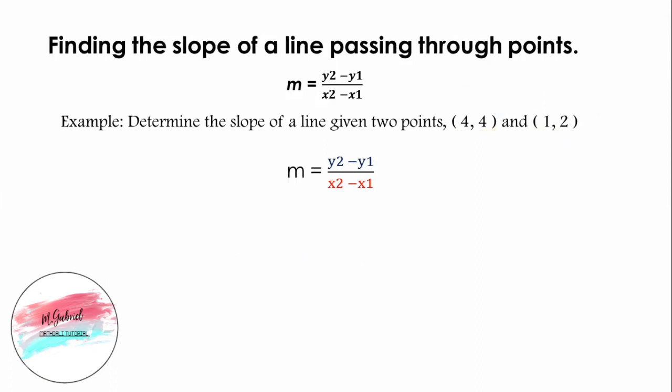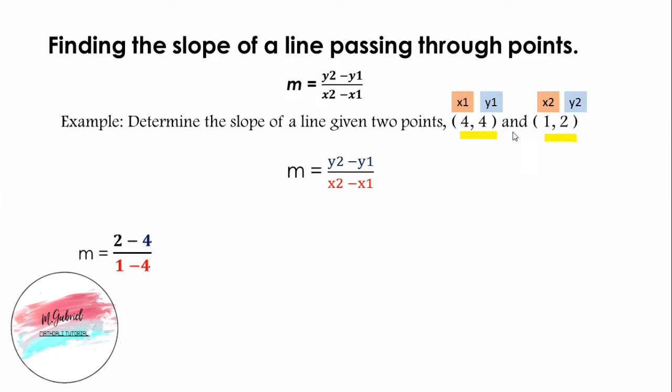So, next example, we have 4 and 4 and we have 1 and 2. So these are the ordered pairs. Our x sub 1 is 4, our y sub 1 is 4, and x sub 2 is 1, and y sub 2 is 2. Okay, question. Pwede ba itong magkabaliktad yung x sub 2 at x sub 1? Yes, pwede. Siya din yung result na lalabas. But since andyan na tayo, mas organized kung yan na yun.